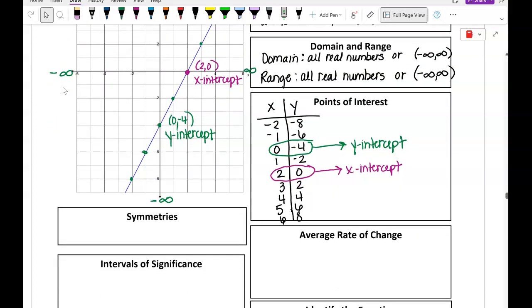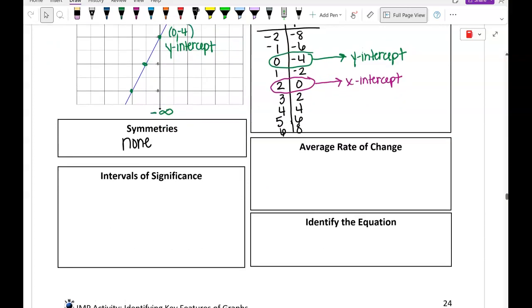All right, if we go to symmetries, linear functions are not symmetrical for the most part. So we would just say none here. We don't have a line. There is not a vertical line that I can fold this graph on and have the left side map onto the right side. That would mean we had some symmetry. We do not have that here.